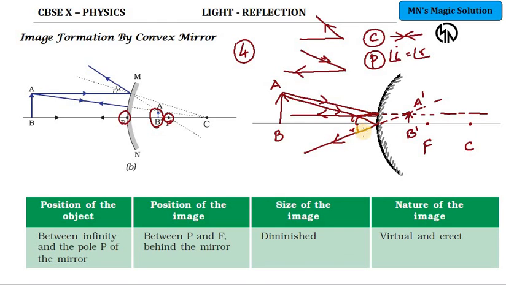So when you back trace the two reflected rays, you get the position of the image. Please do not make a mistake. It's always the reflected ray that you back trace. It's not the incident ray. If you back trace the incident ray, it would go that way, and then where would the image come from? So it's always the reflected ray that you back trace in order to obtain your virtual erect image. In this scenario, the virtual erect image is diminished in size.